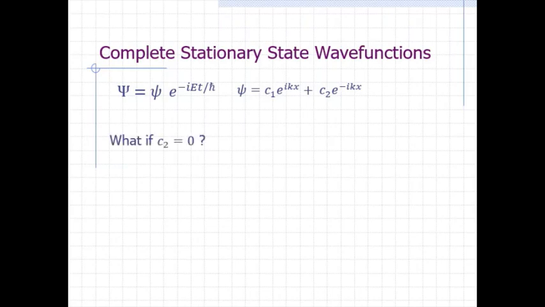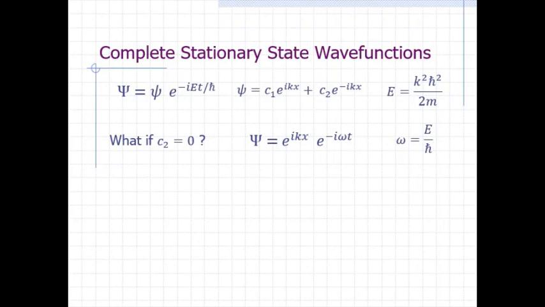Let's look at a specific example. We've already seen that if c2 is equal to 0, then we are describing a state where the particle has a momentum of positive h bar k, which means that it is moving to the right. The stationary state wave function can be written as little psi, which is e to the ikx, times e to the negative i omega t. Here, omega is equal to E over h bar. Note that we set c1 equal to 1 to normalize the function with respect to momentum.